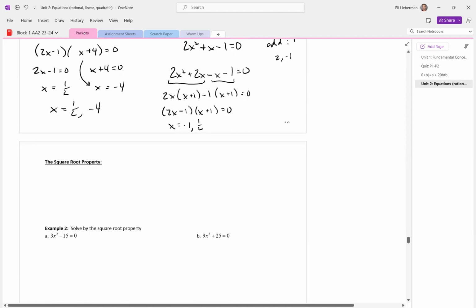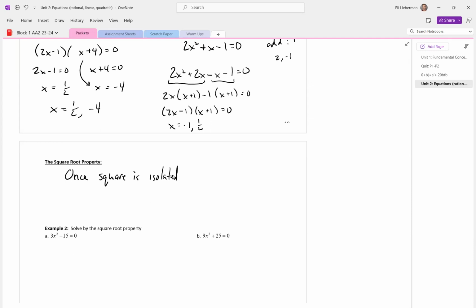Square root property. Once the squared quantity is isolated, then you can take the square root of both sides.